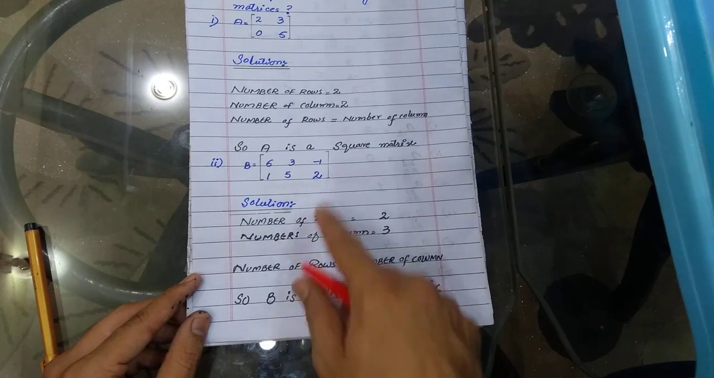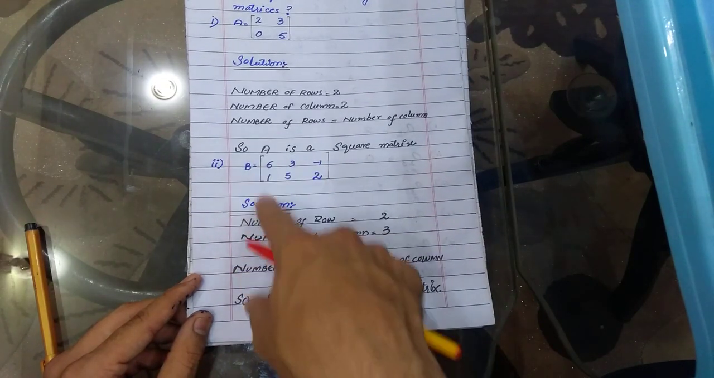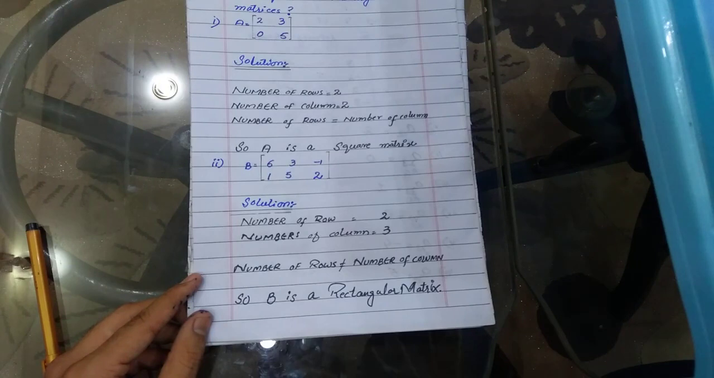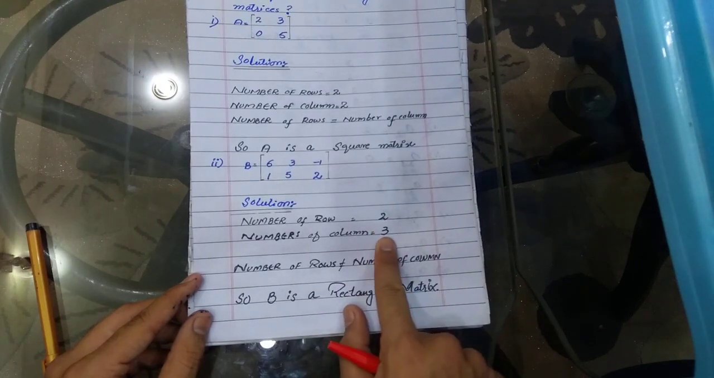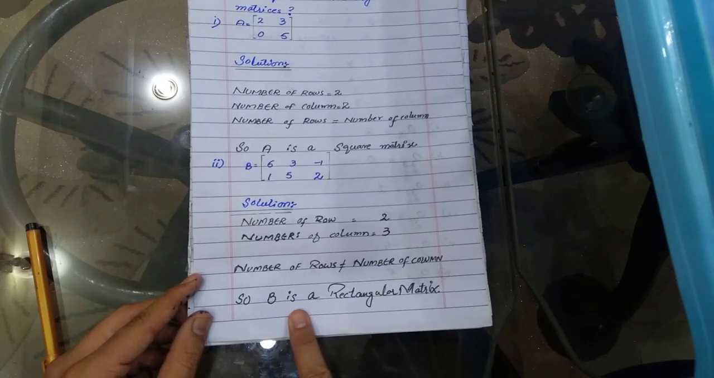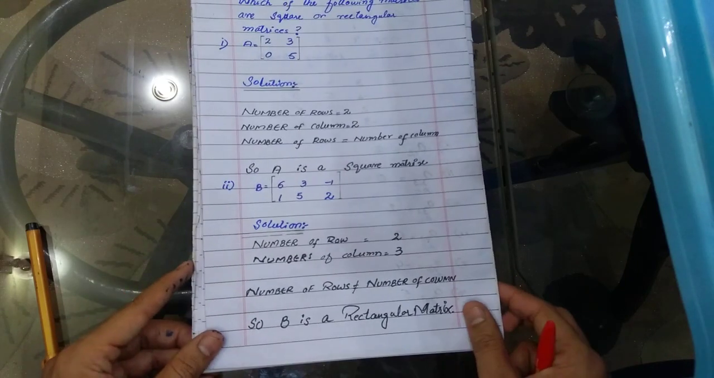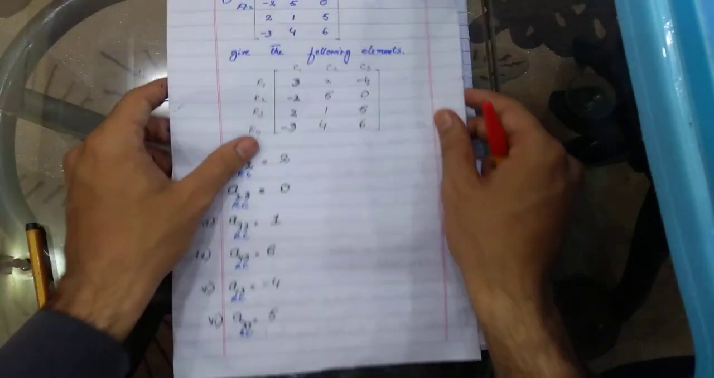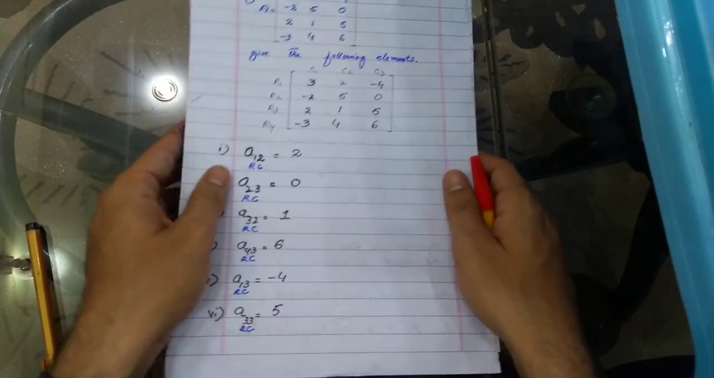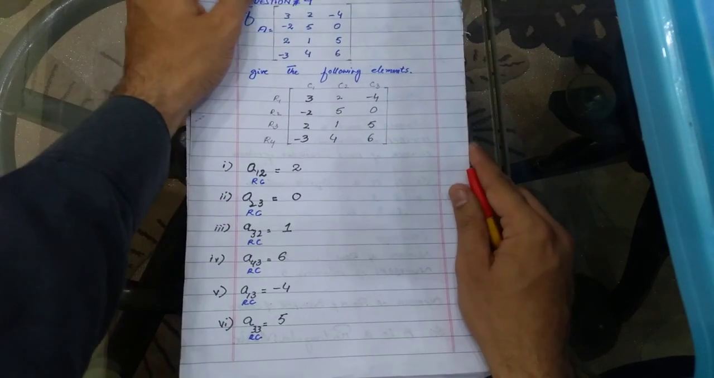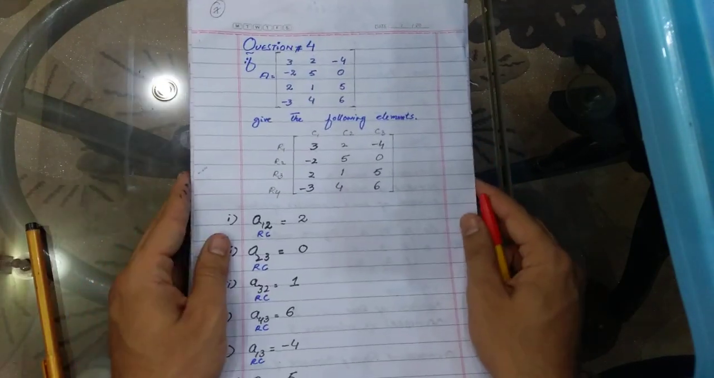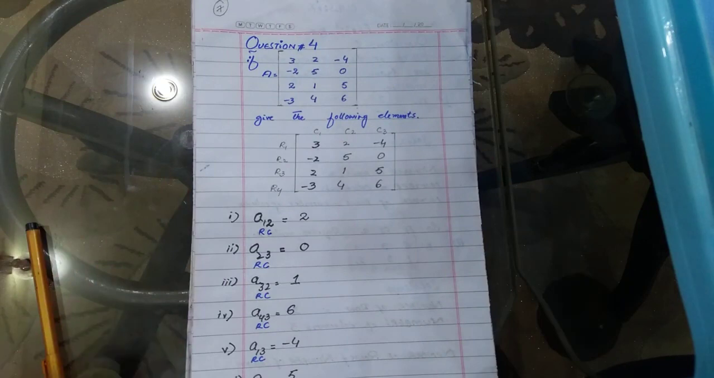Now over to another part of question number 1, that is part B, matrix B. Now look students, here we have 2 rows and 3 columns. So number of rows is not equal to number of columns. So you can say that B is not a square matrix, or simply B is a rectangular matrix. Okay students? Now over to question number 4 in your book. Page is 6 and exercise is 1.1. The remaining parts of question number 1 are your homework.